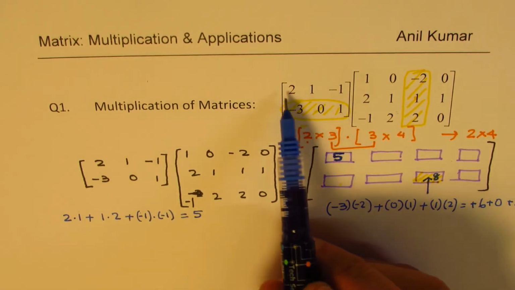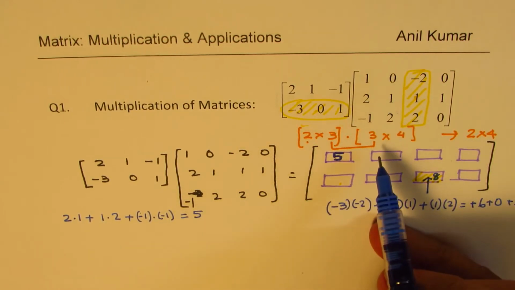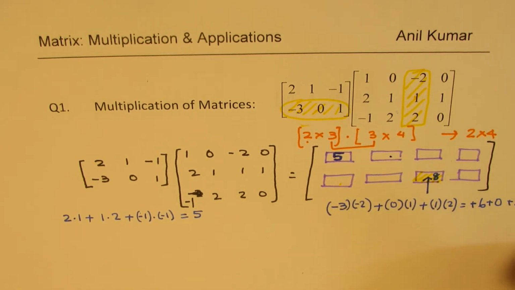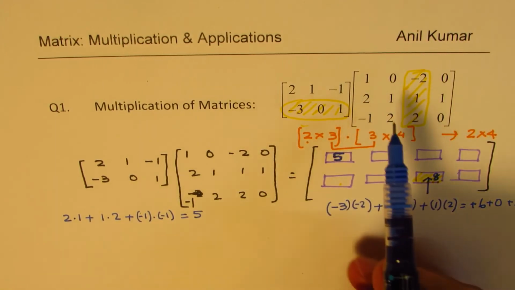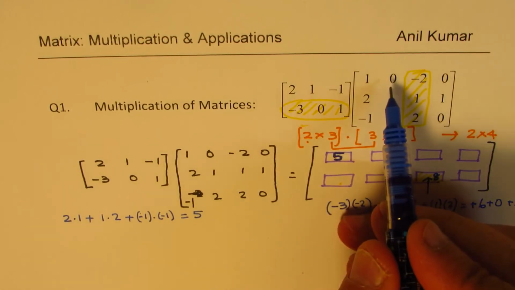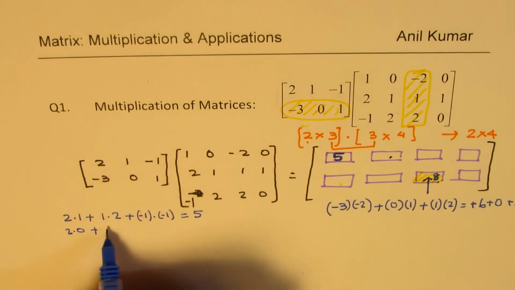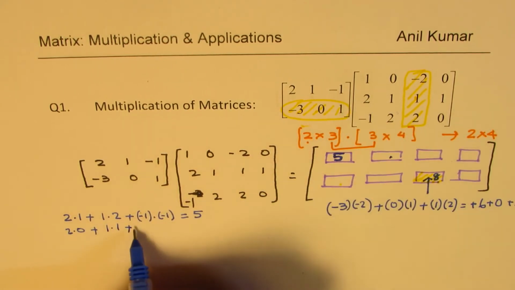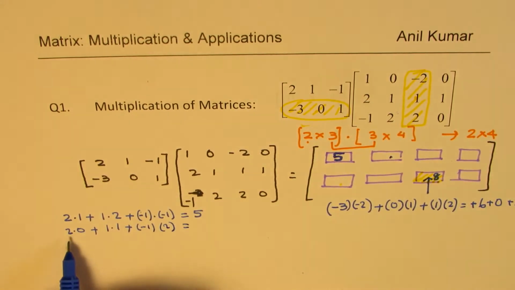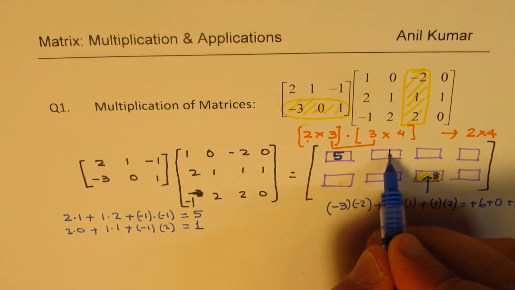Now if I do first row with second column, where will the result go? First row and second column will actually go in first row and second column. You get the idea. Correct? So in that case, at this position, what number should come? 2 times 0 plus 1 times 1 plus minus 1 times 2. So we get 2 plus 1, 3. 3 minus 2 as 1. So we'll get number 1 here. You get an idea?